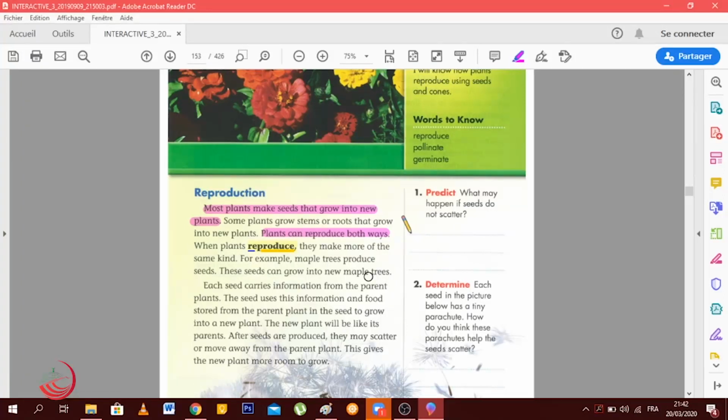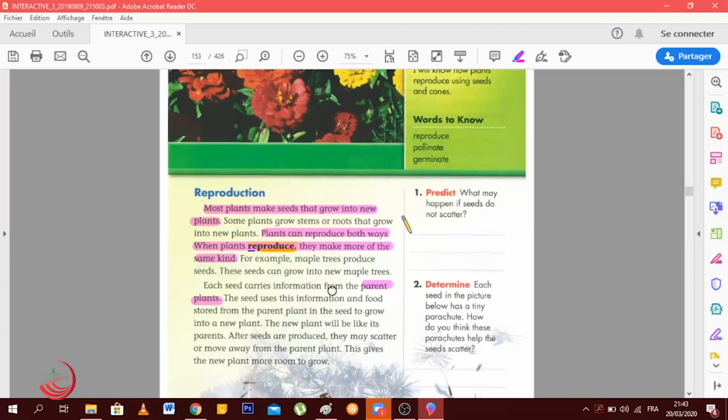Yes, so it's the same tree where the seeds come from. The seeds will grow into this plant or this tree. So let's highlight. I know we're highlighting a lot, but this is an important text. Each seed carries information from the parent plants.